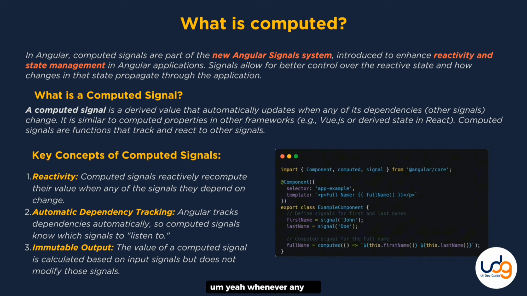Whenever any one of the signals that we are using inside the computed signal gets changed, it will be notified immediately, and the values also get immediately updated. Okay, so if we are using signals, we don't have to write change detection anywhere in the code. Do you think that?